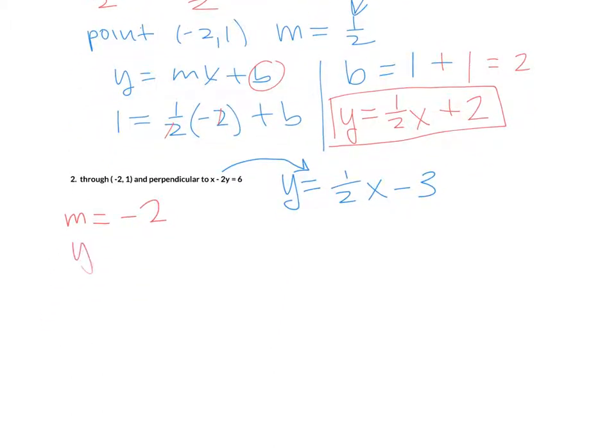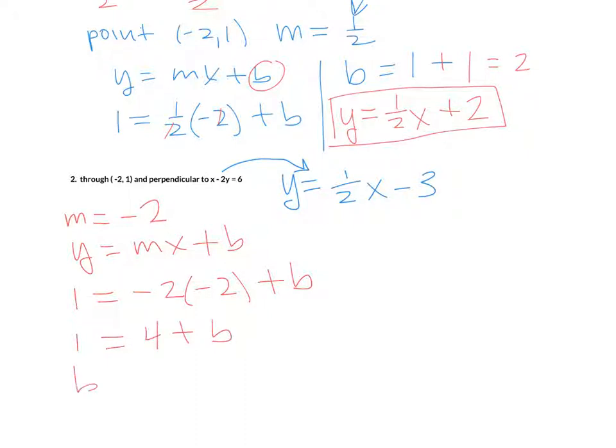Our goal is to get y equals mx plus b, so we make replacements of the things that we know. We know y is equal to 1, m is -2, x is also -2, and what we don't know is b. All right, solving for b, we get 1 equals -2 times -2, which is 4. So subtract 4 from both sides, and we get b equals -3. So our line that's perpendicular is y equals -2x minus 3.